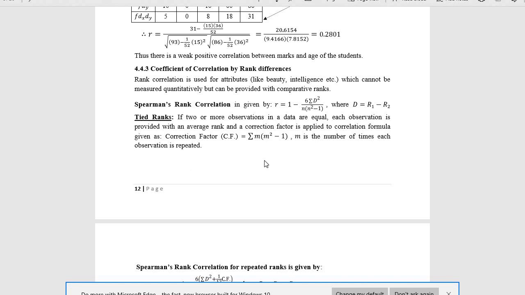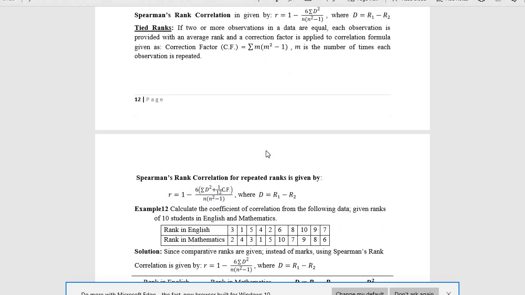But when ranks are tied, a correction factor can be calculated by sigma m into m square minus 1. We use this correction factor whenever there are ties in ranks, otherwise leave it.